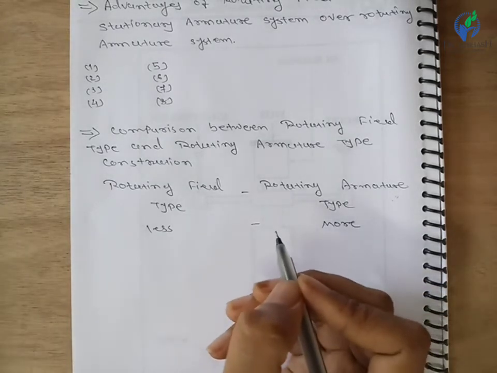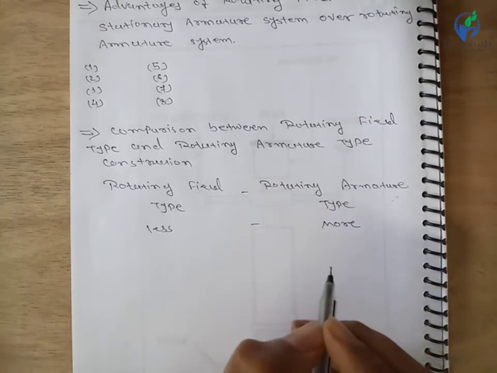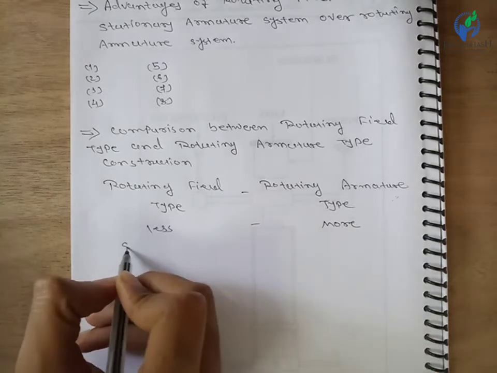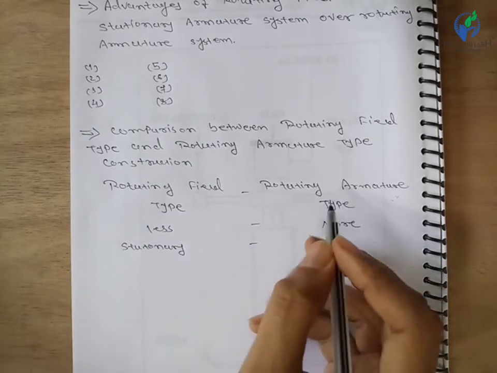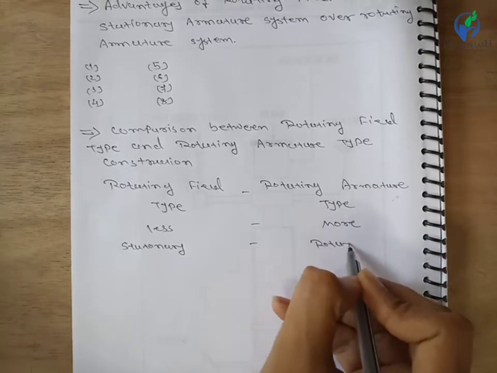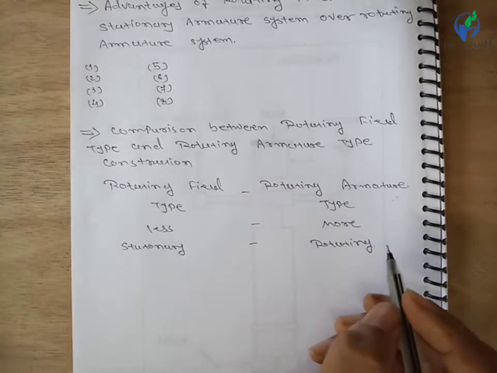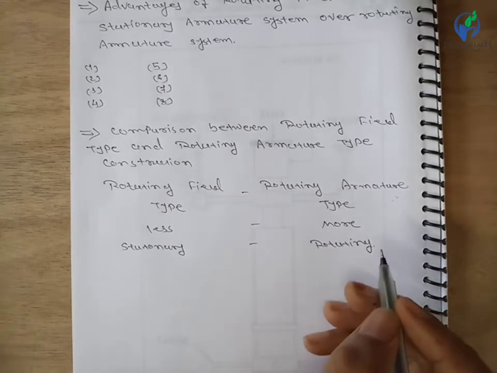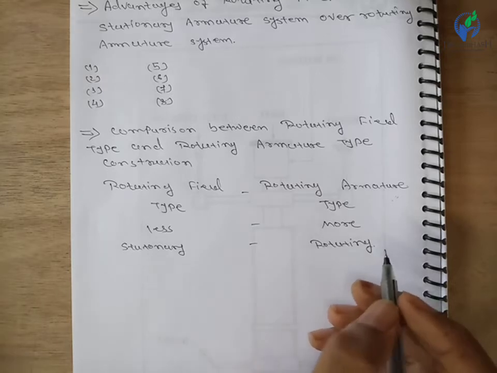The second point of comparison is the armature system. In the rotating field type machine, the armature system is stationary, while in the rotating armature type system, the armature system is rotating. The next point is the insulation of the armature. In a rotating field type machine, the insulation of the armature can be provided in a better way.